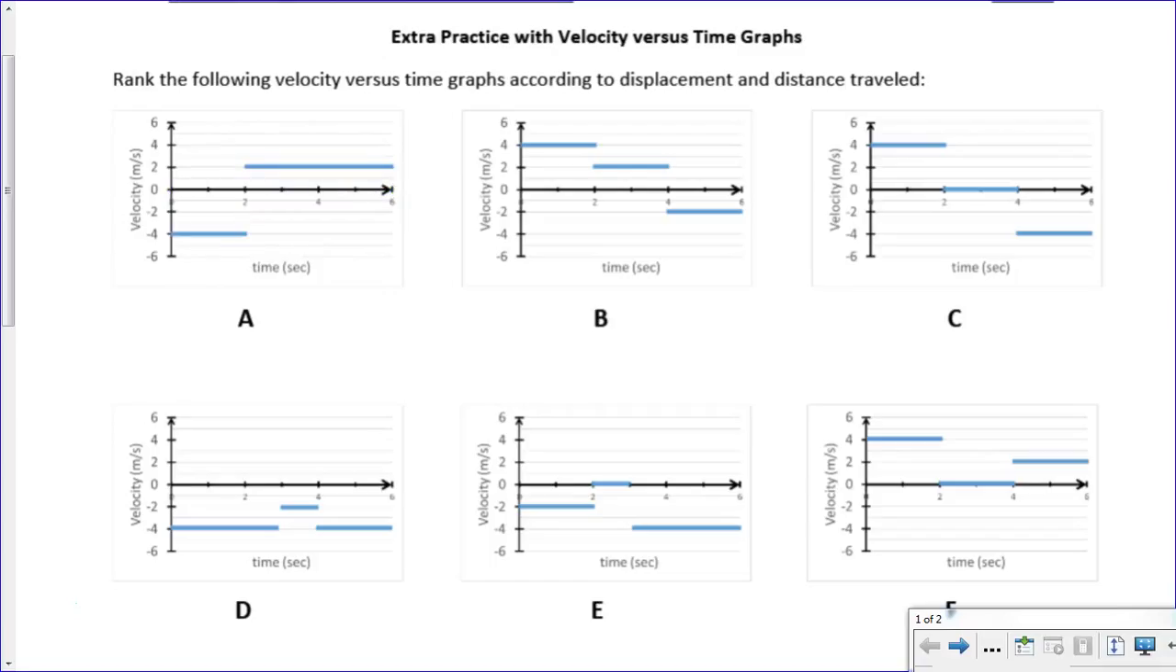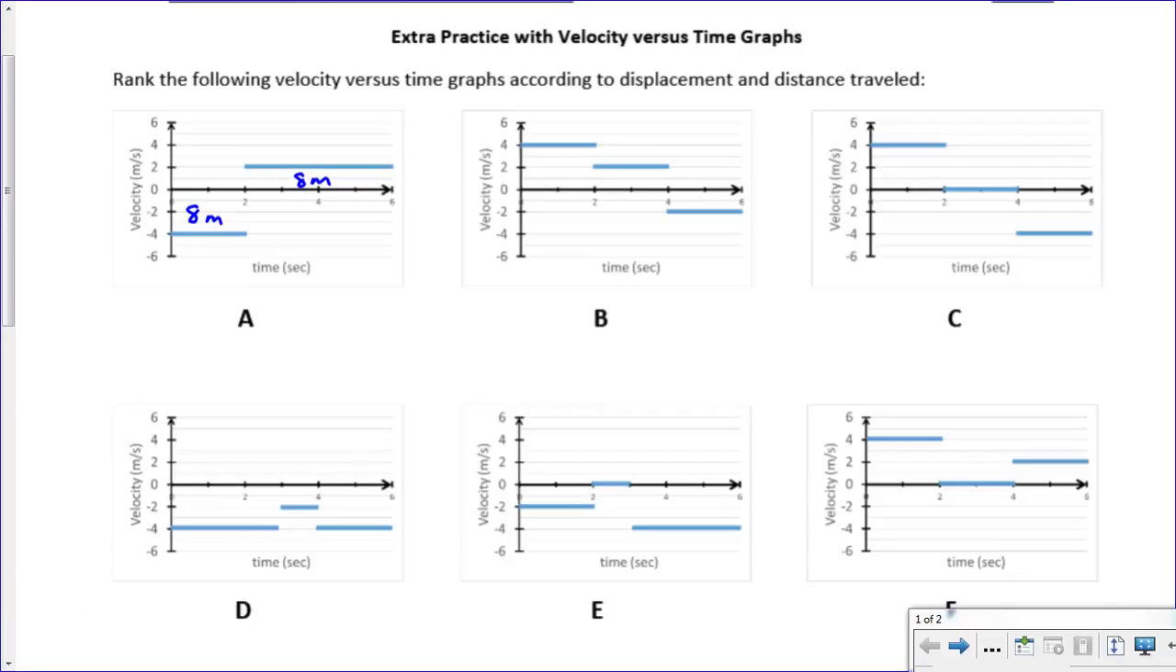So this first box here is a 2 by 4 box, if you look at the different axes, which means that it has an area of 8. And then the second one here is a 2 by 4 box, but going the other way. So it's 2 meters per second, but for 4 seconds. And so that also has an area of 8. Looking at these, we can determine the total distance traveled. You just add them up, 8 meters plus 8 meters.